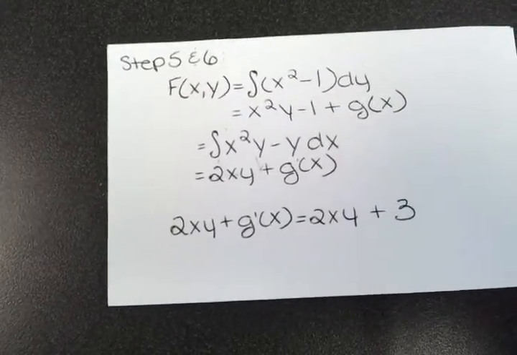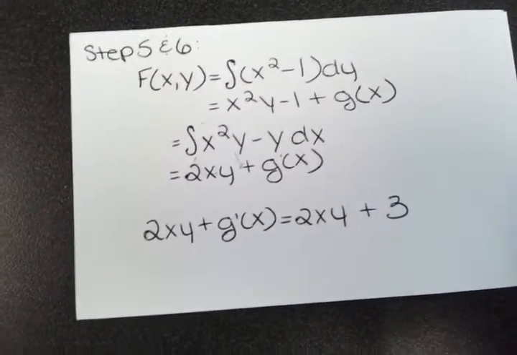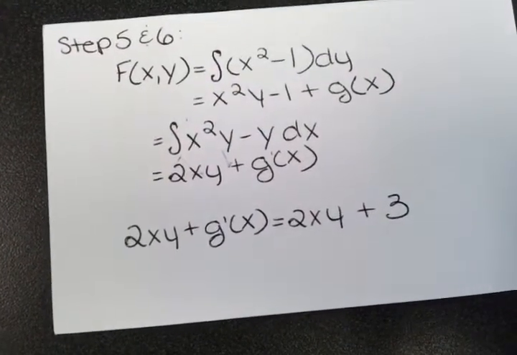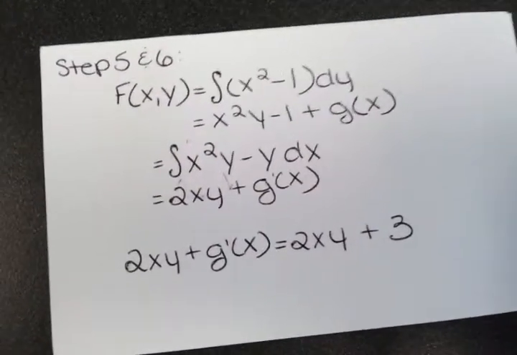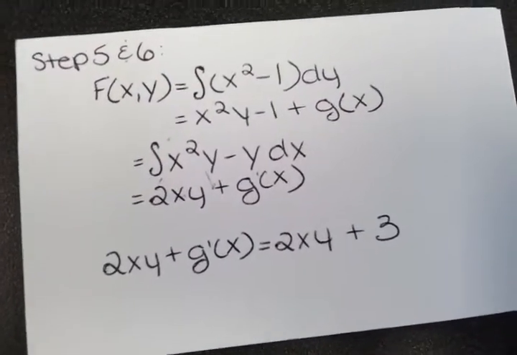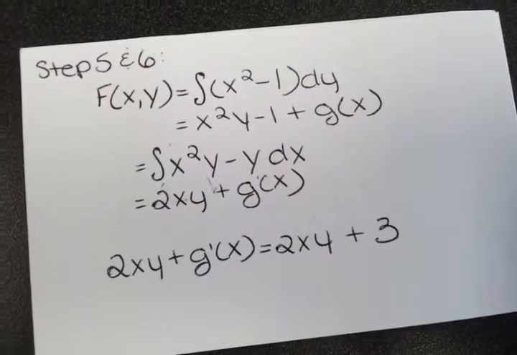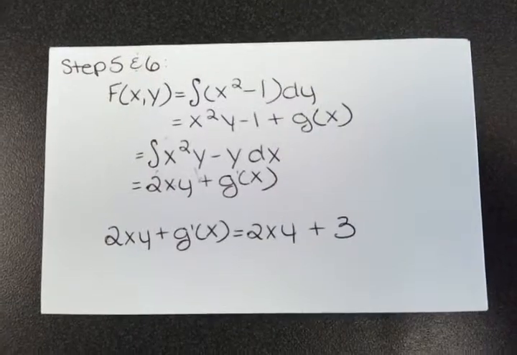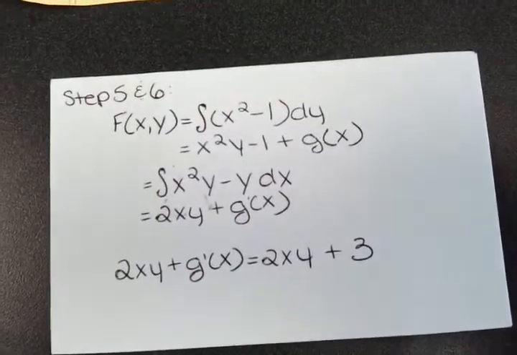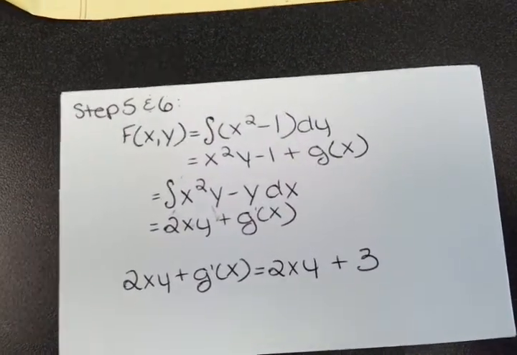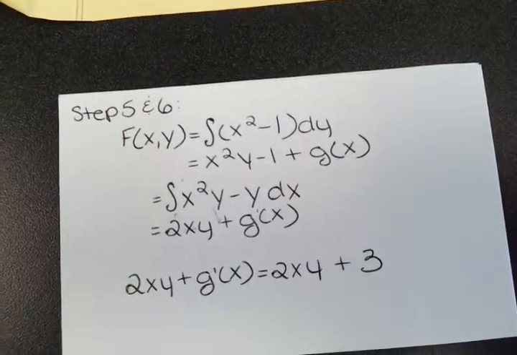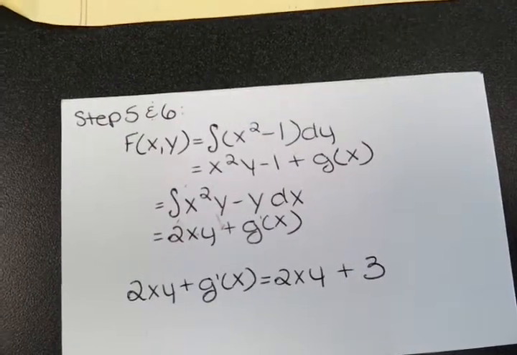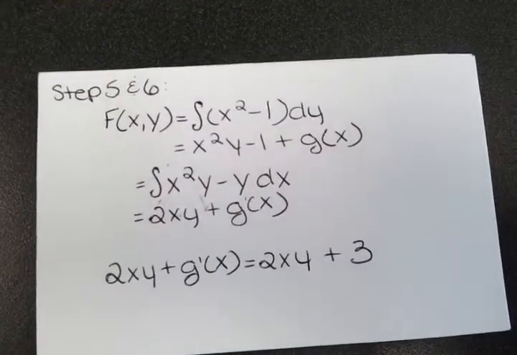Since the solutions are continuous, you choose the simplest set of values within the equation and integrate them. Once fully integrated, you will need to add a g of x, where g prime of x is the derivative with respect to x. After you add the g of x, you will find the derivative of the problem with respect to x. Then you will set it equal to the remaining portion of the original equation, which is, in this case, 2xy plus 3.